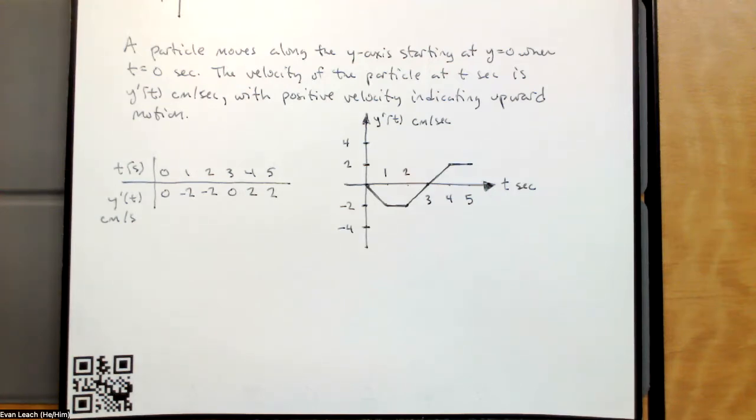So here we have a graph indicating the velocity of a particle as it moves up and down the y-axis, with positive velocity indicating upward motion, and so negative velocity indicates downward motion. So we're looking at the derivative, and we're going to want to answer questions about the position and the acceleration of the particle. We're going to want to increase the level of detail.